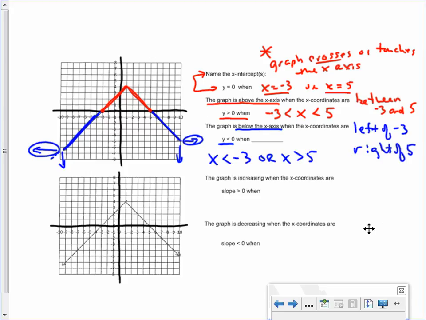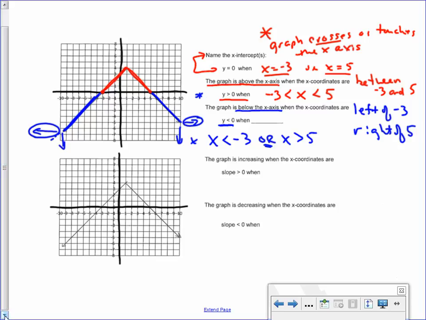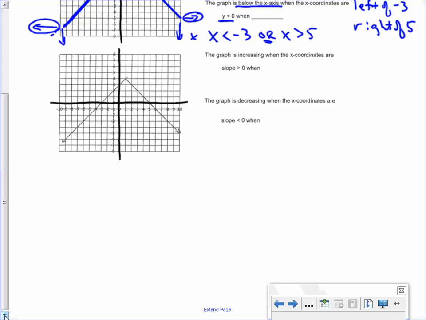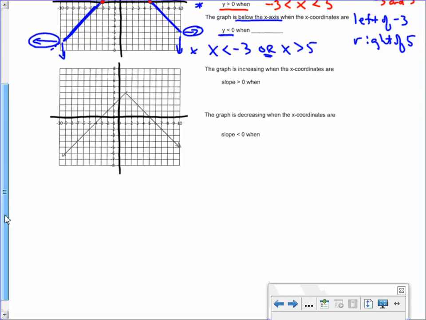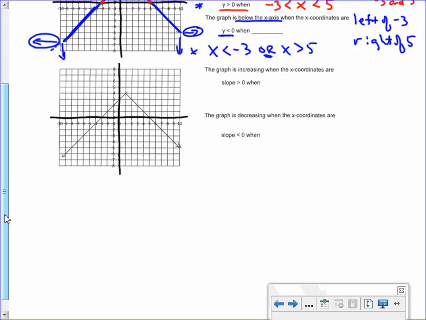We have this between answer here, and we have this separated answer with the word "or." That is above and below the x-axis. All right? So the next thing we're going to do, we're going to look at that same graph, but instead of looking at where it's above and below the x-axis, we're going to look at where it is increasing. And increasing is the same thing as saying slope positive.